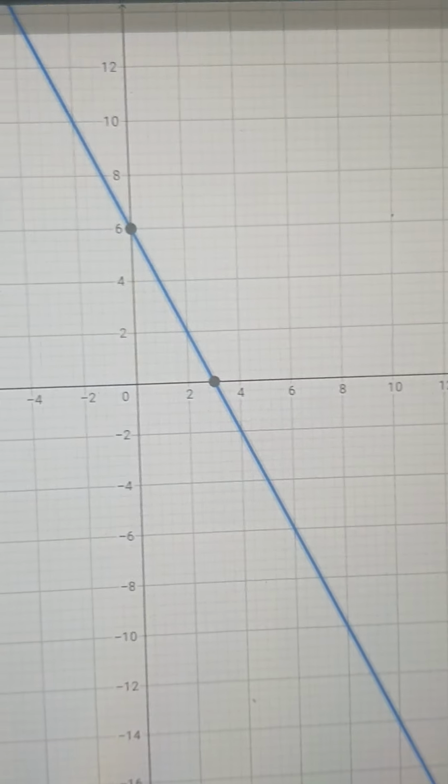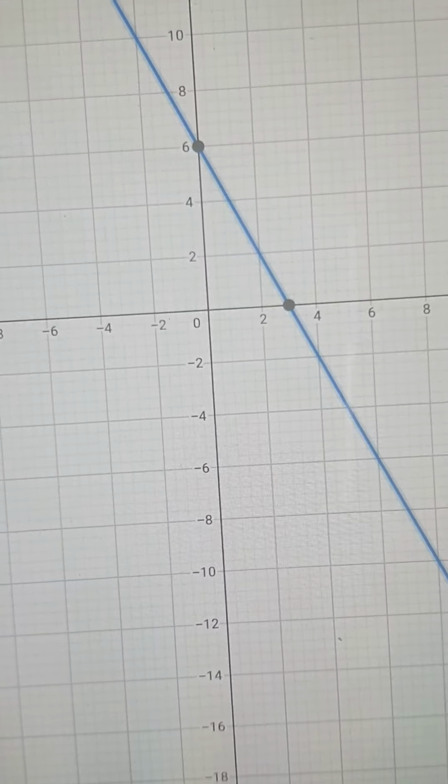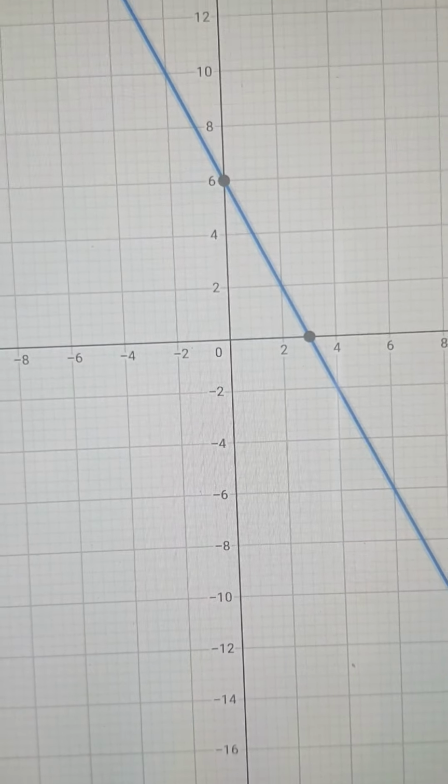So let's look at this graph that we have here. Hoping you could see that clearly. Right, that's better. All right, so I have this graph here, and we're going to try to work out the equation of it. So we're going to follow the steps, right?